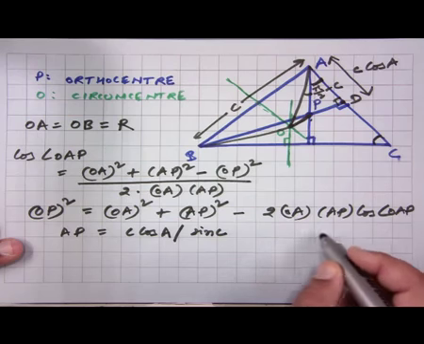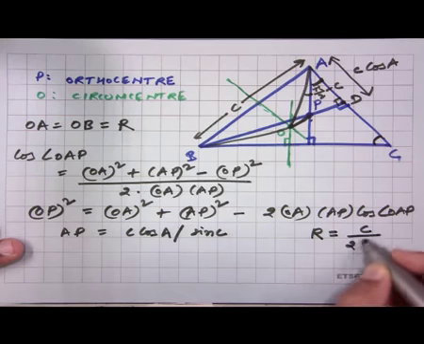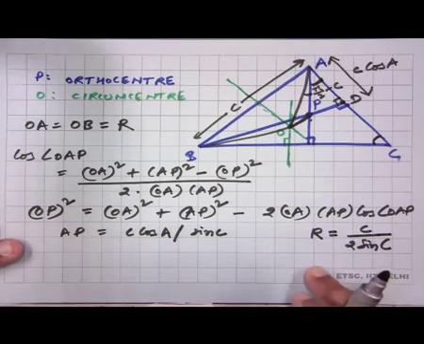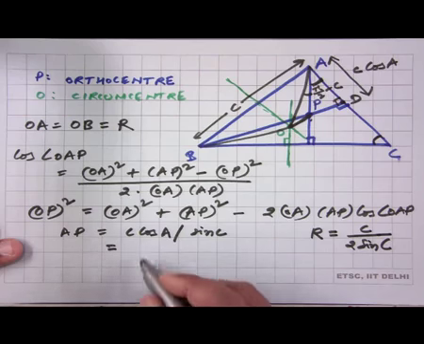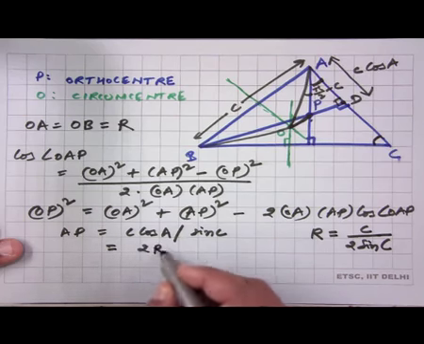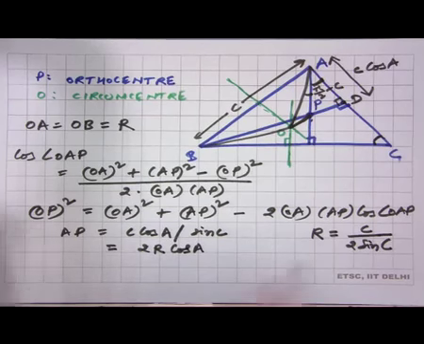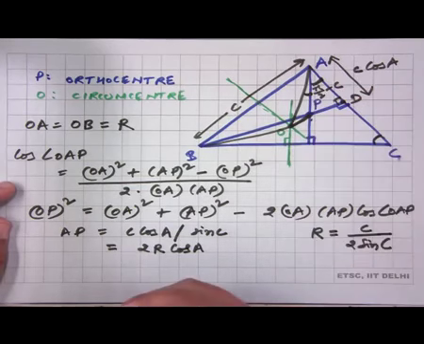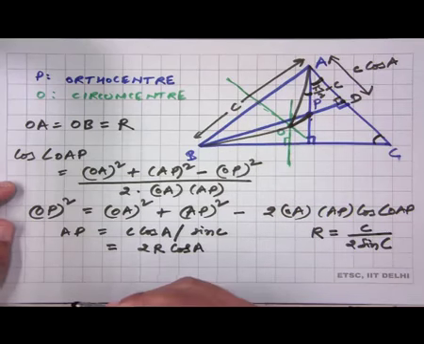But we already know that the circumradius is equal to C upon 2 sin C, and therefore, C upon sin C is 2 times the circumradius, and hence this expression is equal to 2 times the circumradius times cosine of A. Now, what remains to find is just the angle OAP.